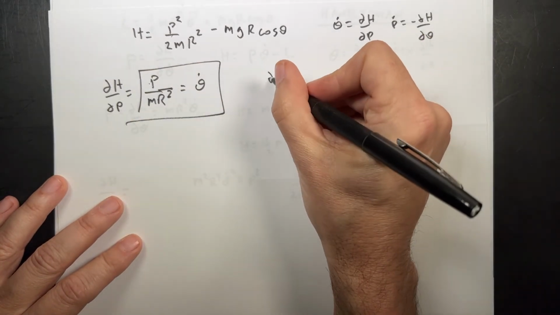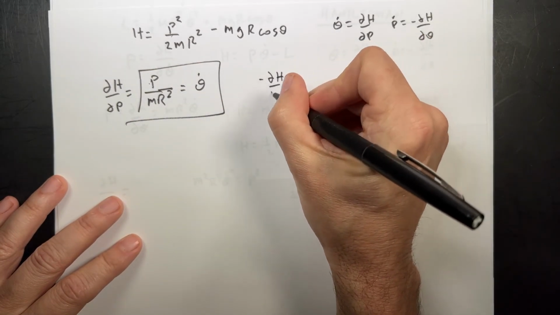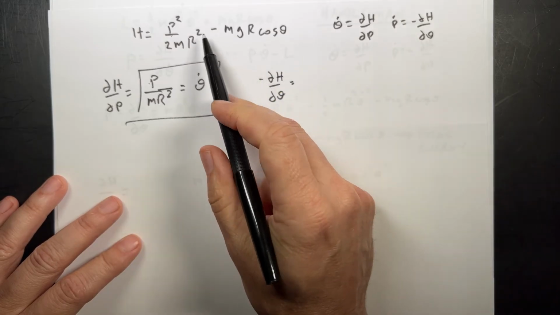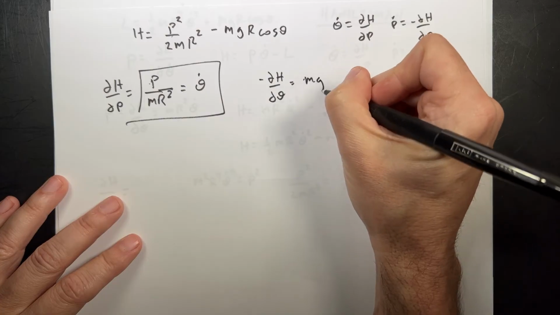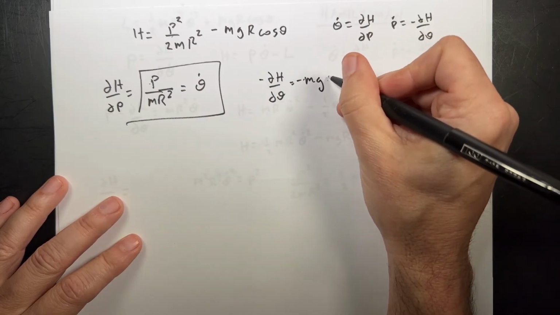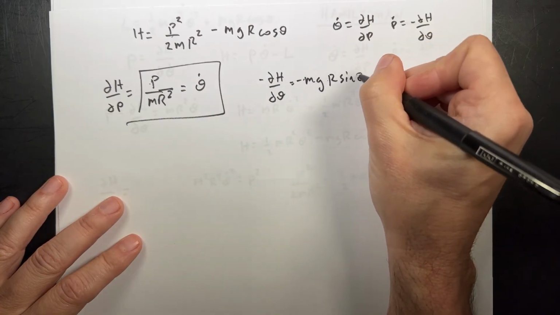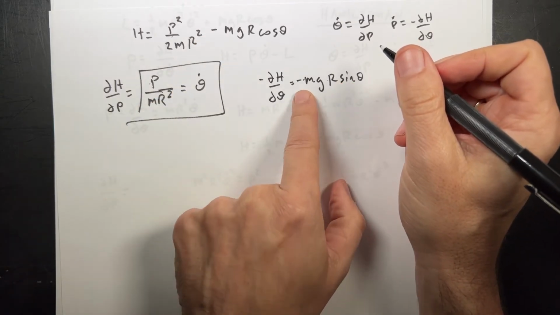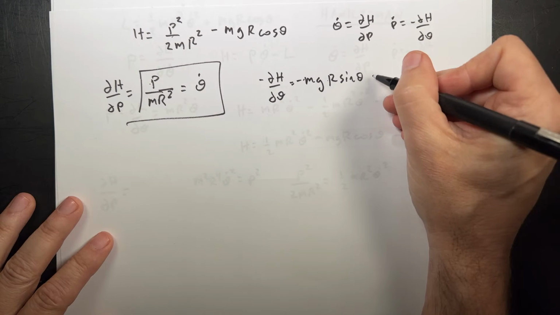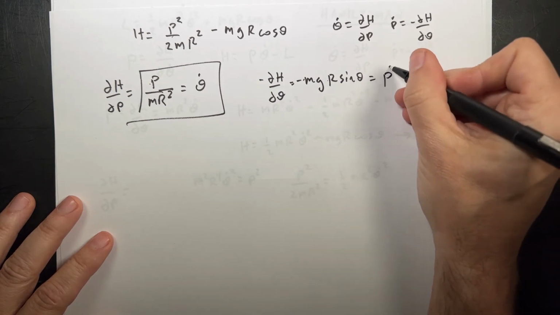Now let's take negative the partial of H with respect to theta. There's no theta over here, so I get negative mgr sine theta, right? I already had a negative sign. I take the partial and that goes away, but then there's a negative sign right there, and that's going to be equal to p dot.